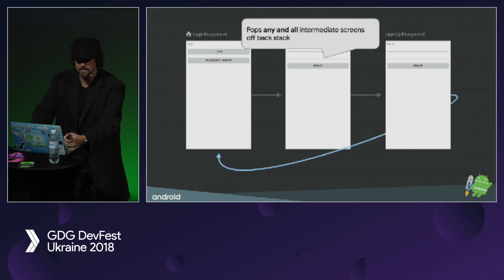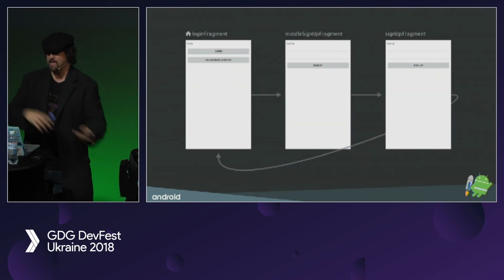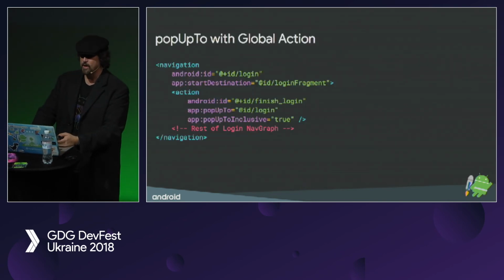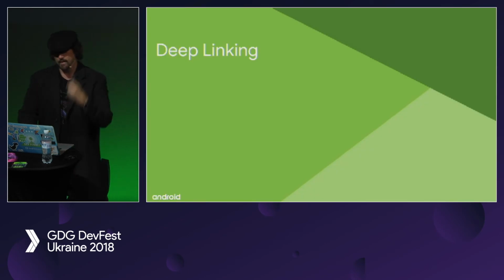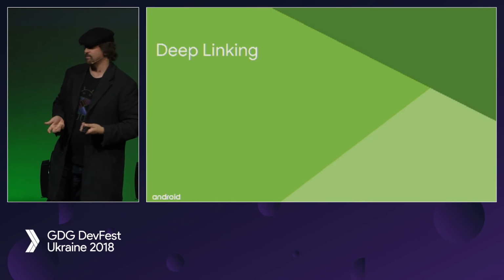So finally, I want it so when I finish login, I pop the entire graph off the backstack and go wherever I was before. And you can actually create a global action within your login graph for this. And this will pop the entire nav graph off the backstack, by saying go back to nav graph start destination, which is login, and pop that inclusively. So that's a little bit about how to deal with conditional navigation and maybe this login flow, which is, again, kind of painful.